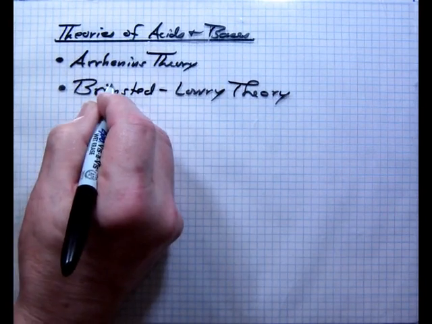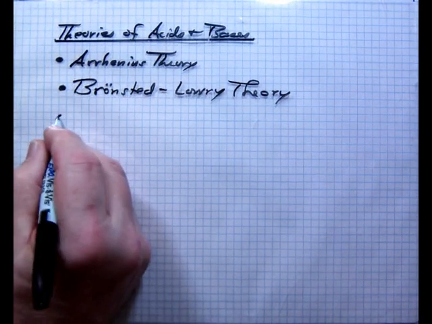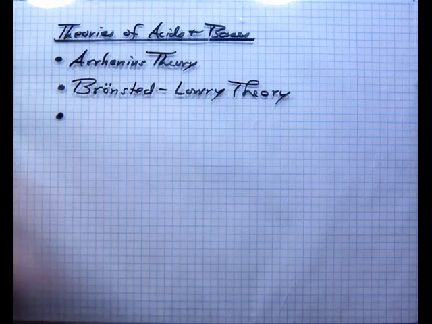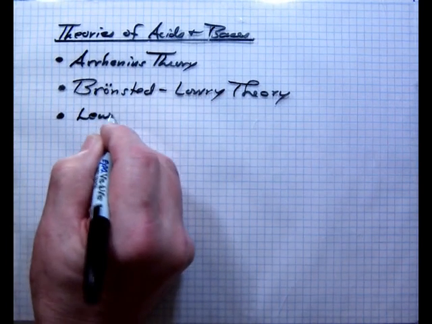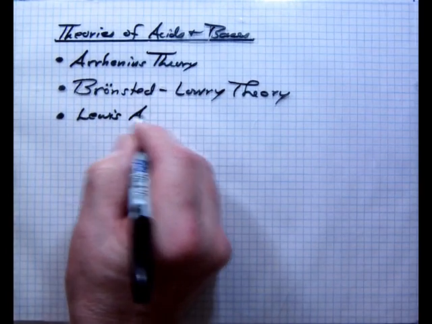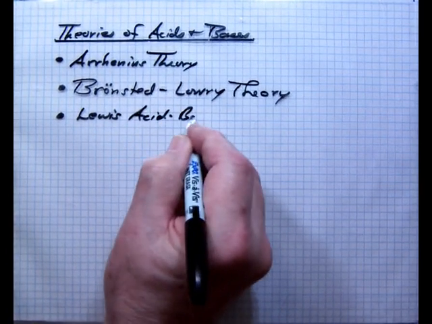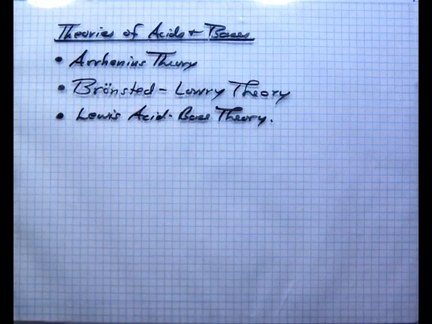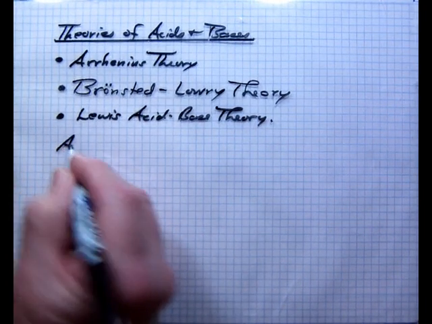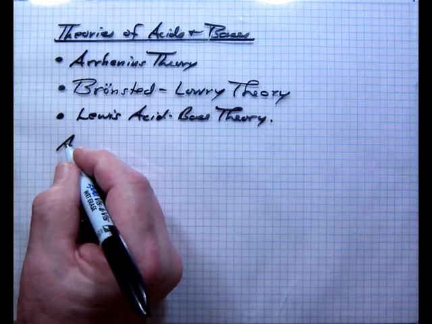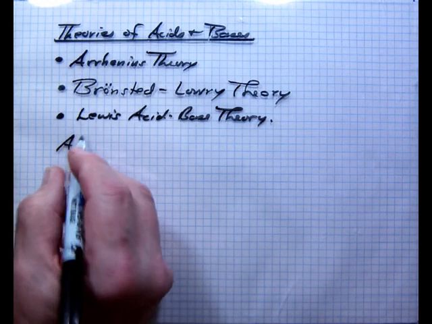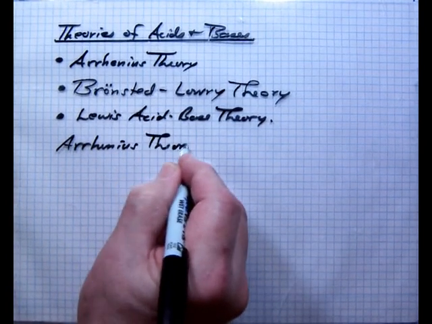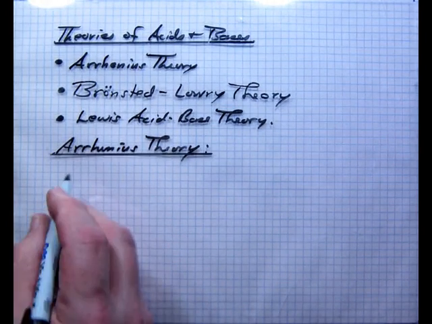Has two little dots above the O. And then one that's most dominant in organic chemistry is the Lewis acid-base theory. The Arrhenius theory is based upon the presence of hydronium ions and hydroxide ions.